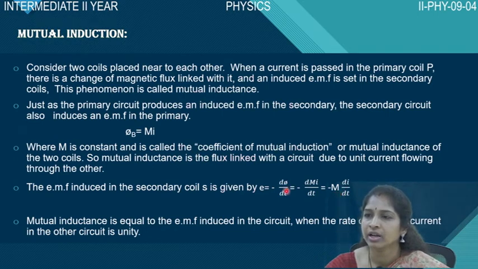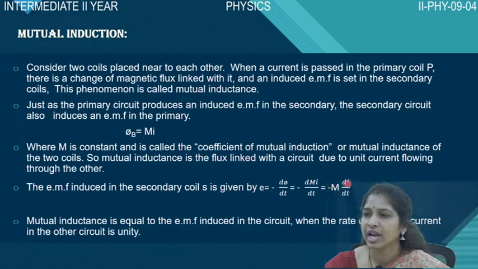There is only one coil, here there are two coils. Change in the flux in one coil, EMF is generated in the other coil. There in self-induction, change in the flux in one coil, due to that, induced EMF is generated in the same coil. That is the difference. So here, consider di by dt equals 1 to define this M, mutual inductance.